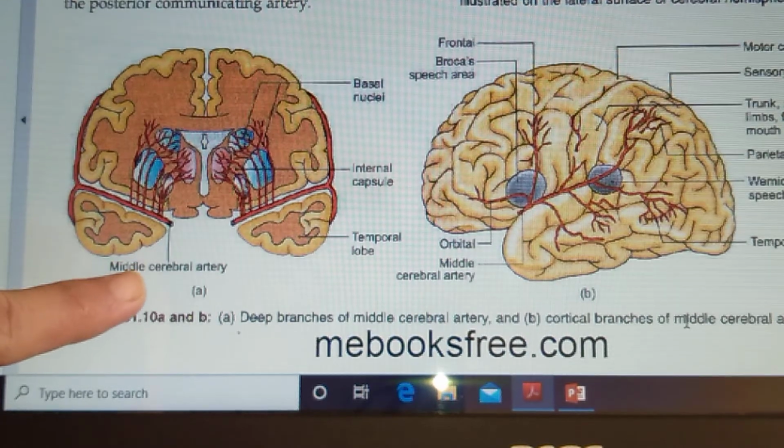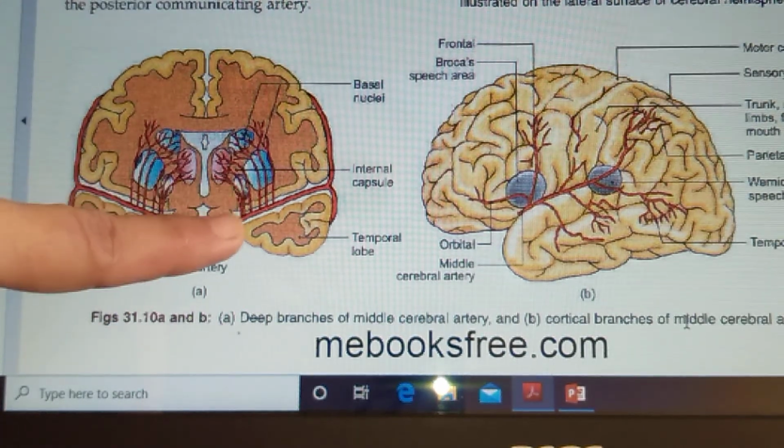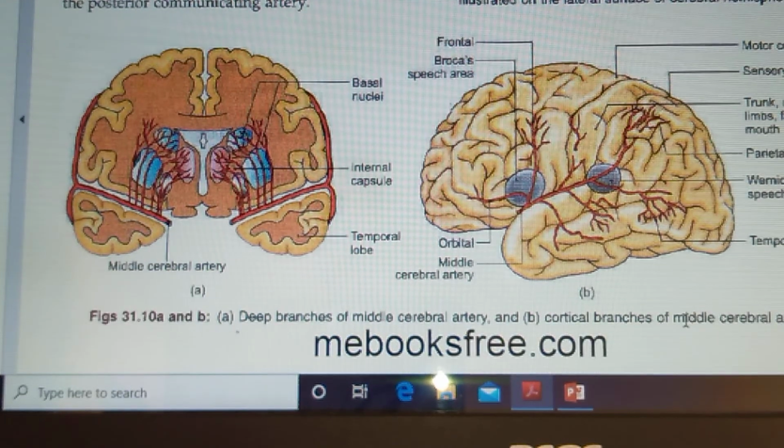See this diagram, right? In this diagram you can see the middle cerebral artery is shown like this, right? Now this middle cerebral is the larger terminal branch of the internal carotid as compared to the anterior cerebral, that lies in line with the internal carotid artery itself. It runs laterally in the stem of the lateral sulcus.